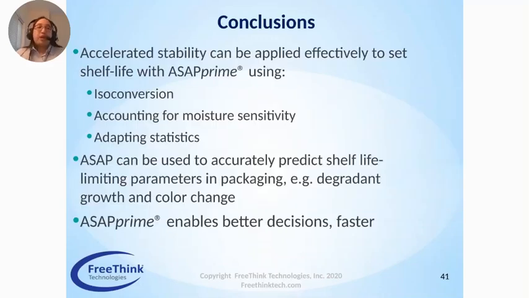So to conclude, accelerated stability can be applied effectively to set shelf life with ASAPprime using the isoconversion approach, focusing on the time to reach the specification limit, accounting for both moisture sensitivity and temperature sensitivity, and using statistics to account for the extrapolation down to lower temperature conditions. ASAP can be used to accurately predict shelf life limiting parameters in packaging. In this case, I showed examples of degradant growth and color change. And ASAPprime enables better decisions to be made in a much shorter time frame.